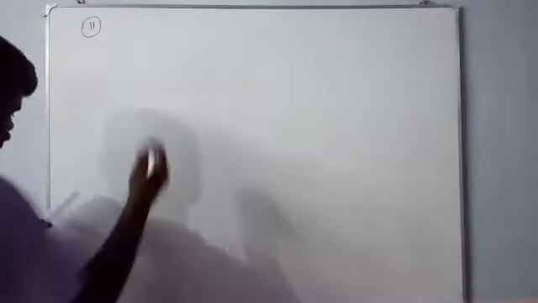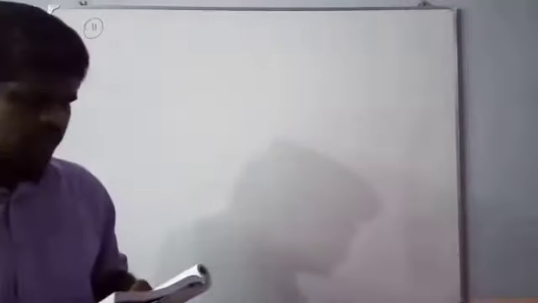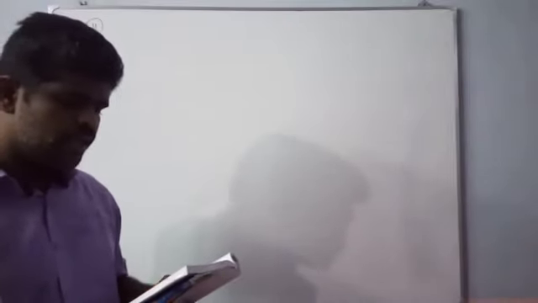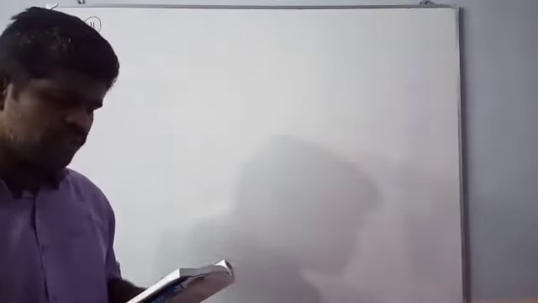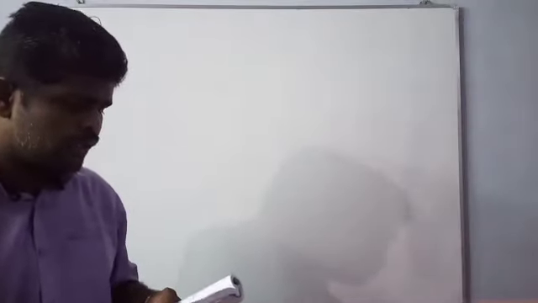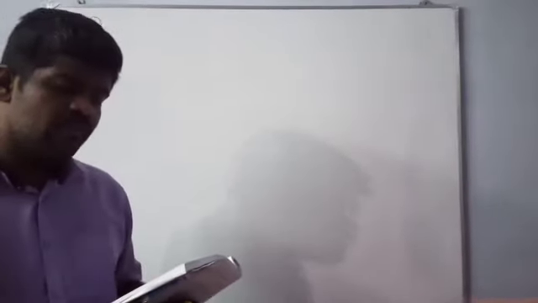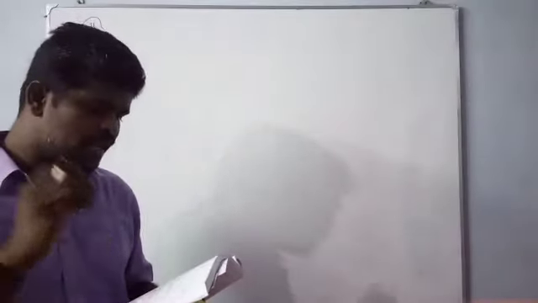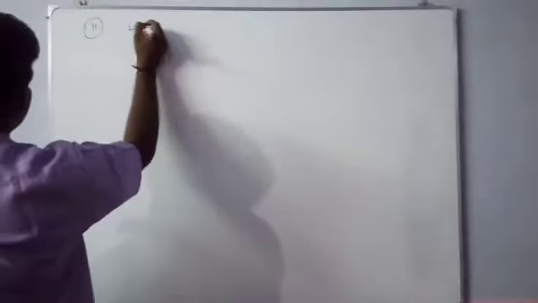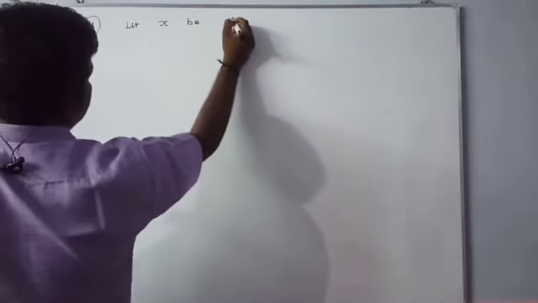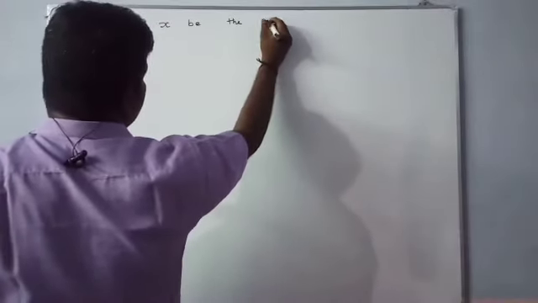Okay, next question number 11. Formulate a mathematical problem to find a number such that when its cube root is added to it, the result is 6. Okay, right. This is the given information. So given data, let x be the number. We don't know, x be the number.